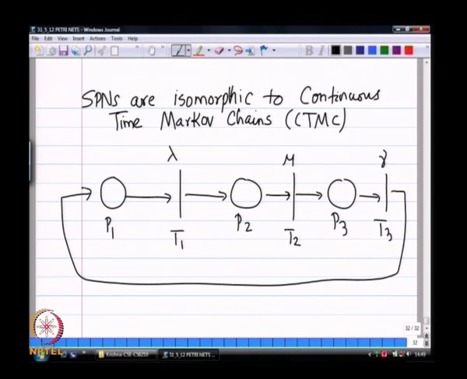So this is our classical closed queuing network. We will impose the condition that there is only one token in the system. No token generation is possible. So I start the system by placing one token anywhere, in P1 or P2 or P3. There is only one.